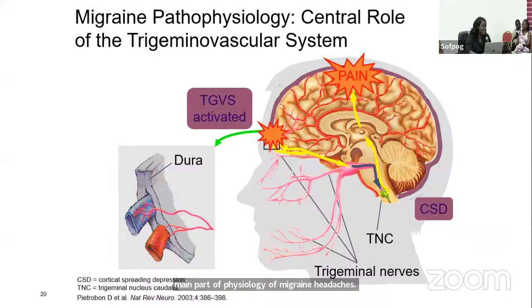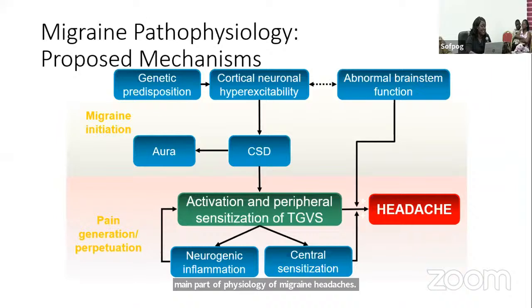So for certain individuals who are genetically predisposed, they will have impaired cortical spreading depression, which may give them an aura, because aura is not always present in migraine headache, or go ahead to activate the trigeminal vascular system, which will now cause the neurogenic inflammation and central sensitization and produce headaches among them. So there are 4 phases of migraine headaches.